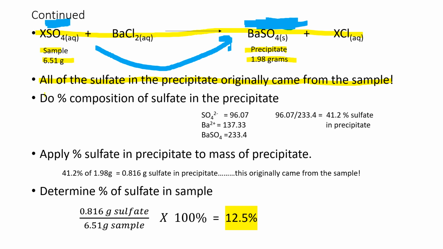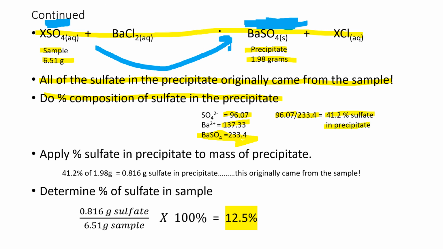So our next step is to do a percent composition of sulfate in the precipitate. The total mass of the precipitate is 1.98 grams. But how much of that is sulfate? Well, let's look at our parts. So I summed up all the sulfate part, that's 96. The barium, 137.33. The total for the barium sulfate then would be 233.4. So we want to figure out the percentage composition of the sulfate in the precipitate. Well, take the part you're interested in, the sulfate, 96.07, divide it by the total, 233.4. That's going to give us 41.2% sulfate.